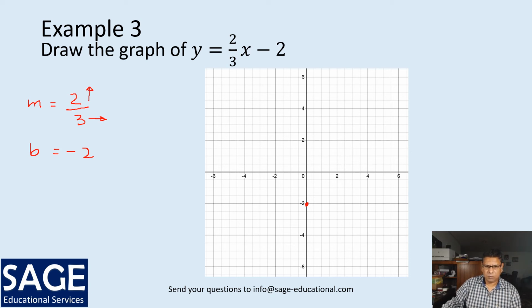So from here, we go 3 units to the right. That's 1, 2, and 3 units to the right. And then we go 2 units up. So we go up 1 unit, and then we go up another unit, and that's the second point. And then you can do the same thing to find another point if you want to, but 2 points are actually enough to draw the line. So 3 points to the right, and then 2 points up, and that gives us this point right here. And the next step is simply join those points through a straight line. So there's a straight line that goes through those points.